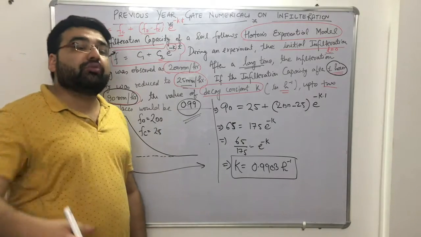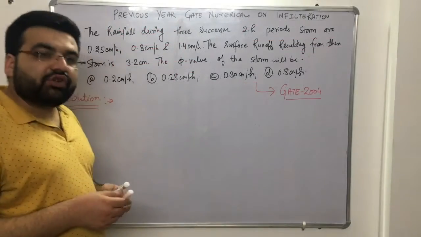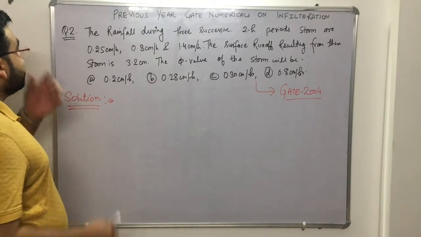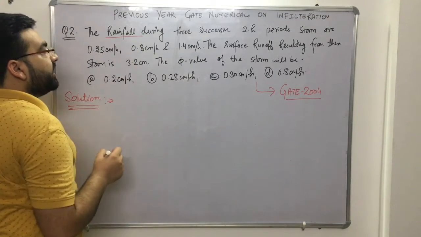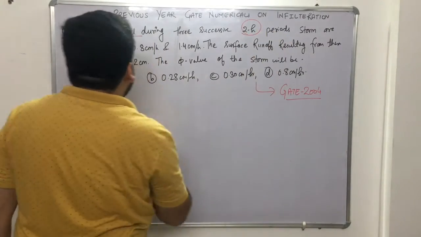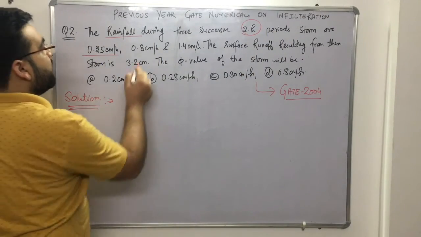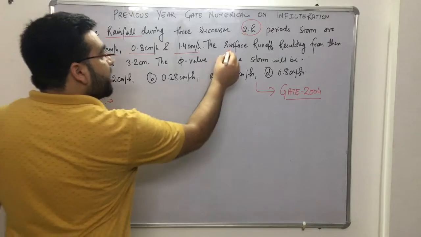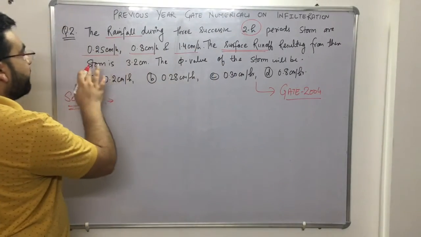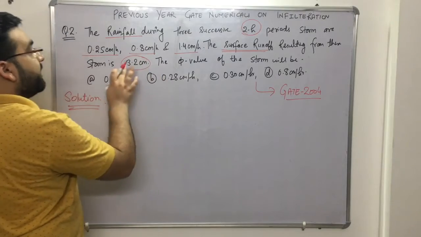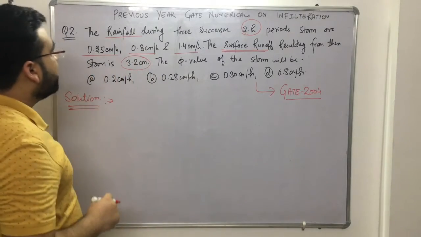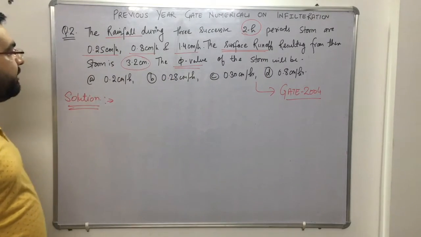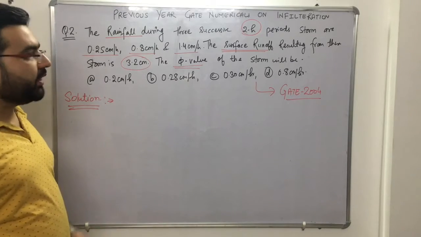Now let us solve a few more numericals which came in previous year GATE papers, asked in GATE 2004. It was also a little bit typical, otherwise a very easy numerical, right? The question is, the rainfall during 3 successive 2-hour periods of a storm is 0.25 centimeter per hour, 0.8 centimeter per hour, and 1.4 centimeter per hour. The surface runoff resulting from this storm is 3.2 centimeter. This is not per hour, only 3.2. Depth of the runoff is given, right? The phi index of the storm will be how much, in centimeter per hour? We have to determine the phi index.